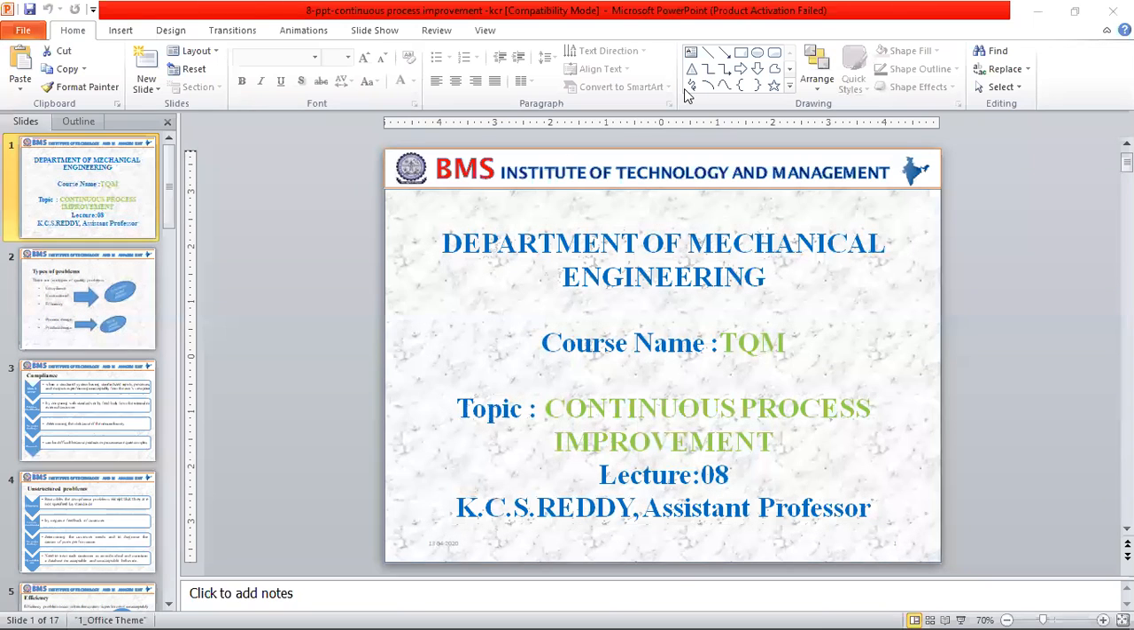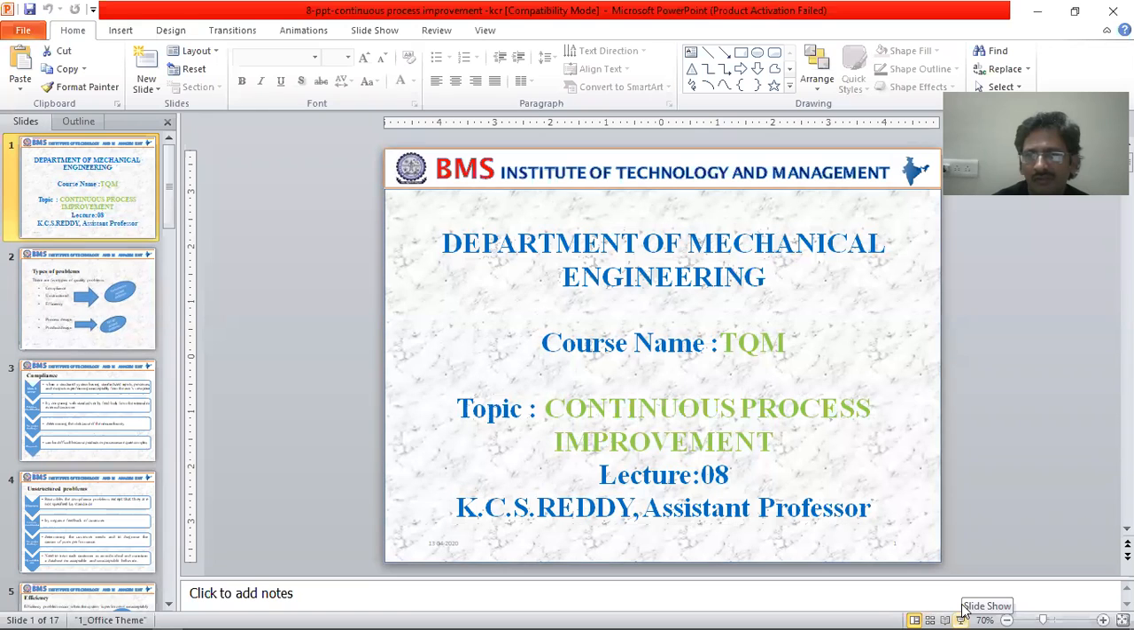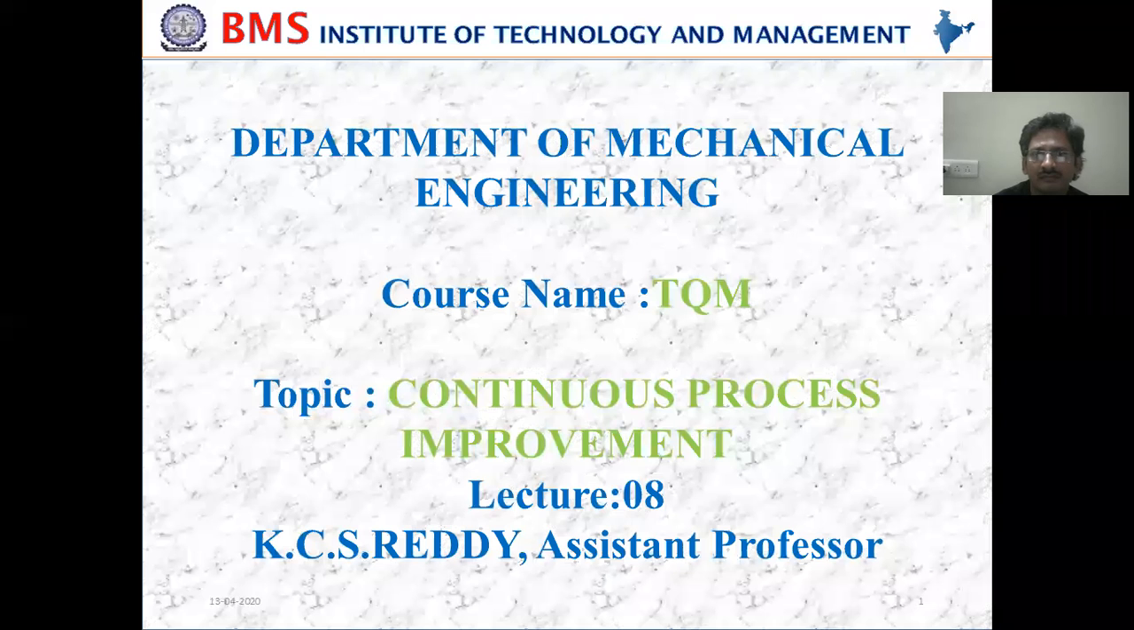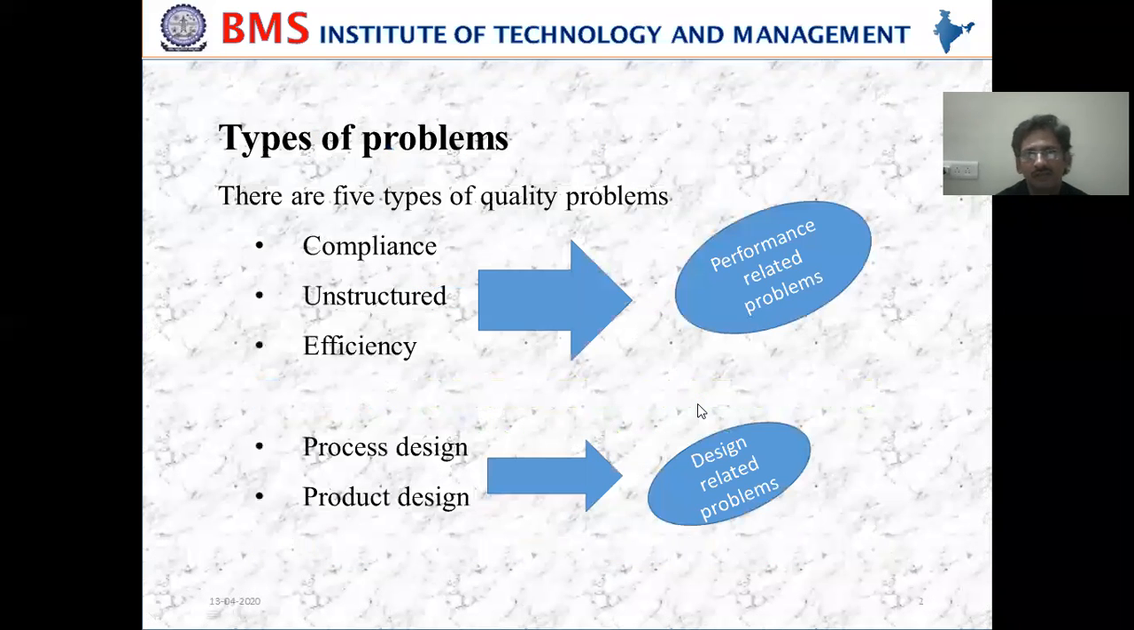Good morning. Today we are going to discuss the continuous process improvement cycle. Okay, so now we discuss what the different types of quality problems are which you have in the continuous improvement process. There are 5 types of quality problems which can occur.